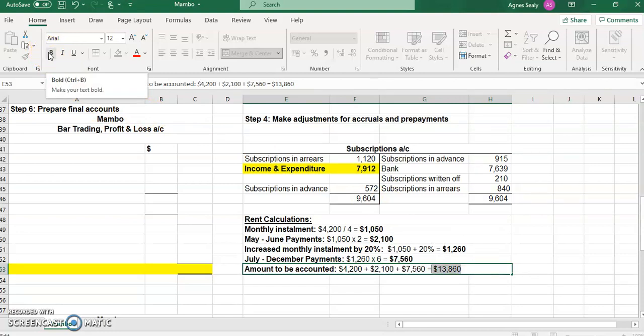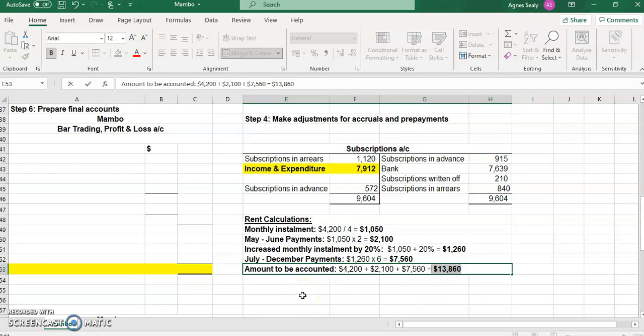January to December 2014. So we took all the payments for that financial year: the $4,200 that was prepaid previously, the $2,100 for the May to June period, and the $7,560 for the July to December period. We added those together and came up with a total payment of $13,860. And this is what we're going to include in our income and expenditure account for our rent expense.